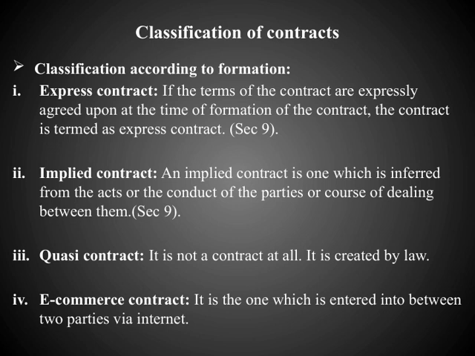Finally, with the rise of digital transactions, we now have e-commerce contracts. These are agreements entered into between parties via the internet. They are becoming increasingly common and are crucial for understanding modern contract law, especially in our digital economy. Connecting this to our overall theme, understanding the different types of contracts helps us grasp how agreements are formed and enforced, whether in traditional settings or through modern digital means.